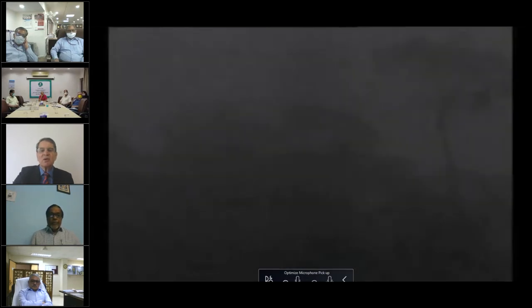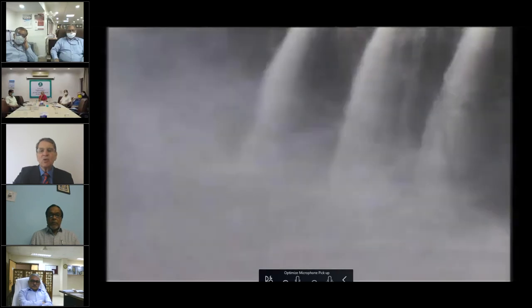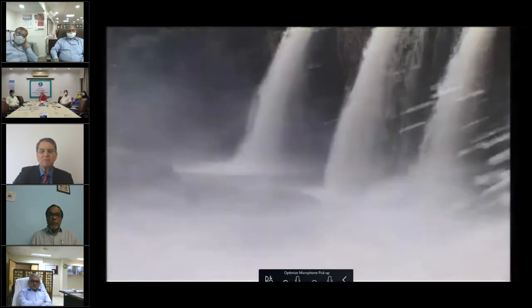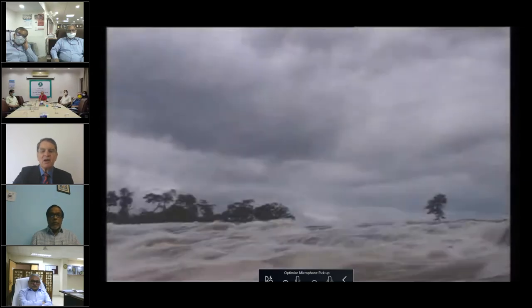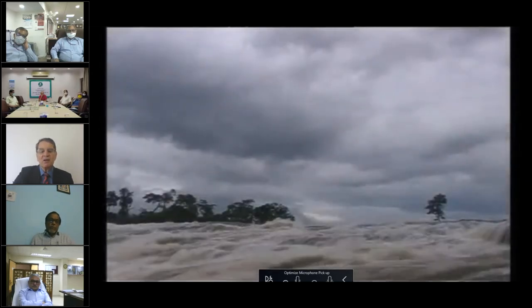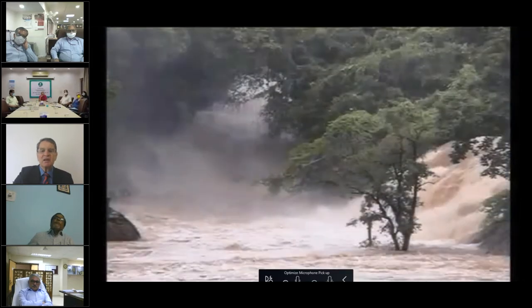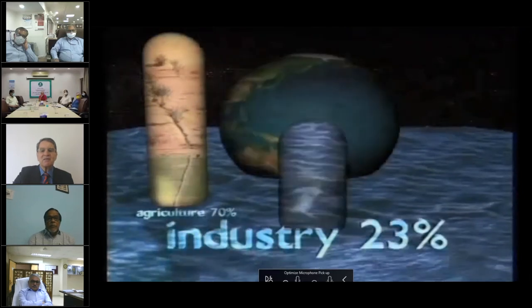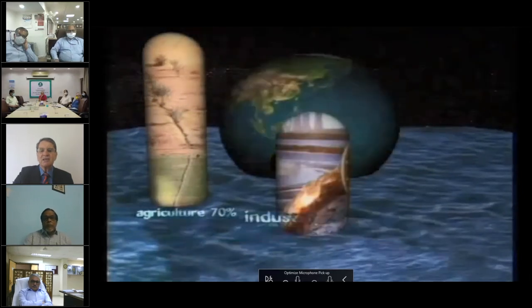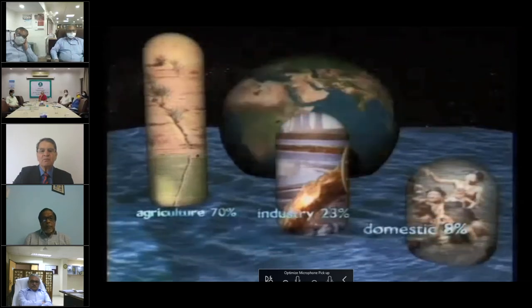And of course, if one looks at the water, how it's been utilized all over the world, most of the water is either by rain or snow melting, coming from the mountains, filling up dams, distributed through networks. And agriculture in the world utilizes 70%, industry 23%, and domestic 8% of that water.